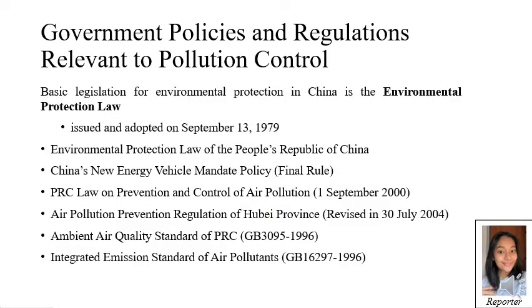China has numerous policies and regulations concerning pollution. The basic legislation for environmental protection in China is the Environmental Protection Law, which was issued and adopted on September 13, 1979. It is established in accordance with Article 11 of the Constitution of the People's Republic of China. Other environmental policies are the Environmental Protection Law of the People's Republic of China, China's New Energy Vehicle Mandate Policy, the PRC Law on Prevention and Control of Air Pollution, the Air Pollution Prevention Regulation of Hubei Province, the Ambient Air Quality Standard of PRC, and the Integrated Emission Standard of Air Pollutants.